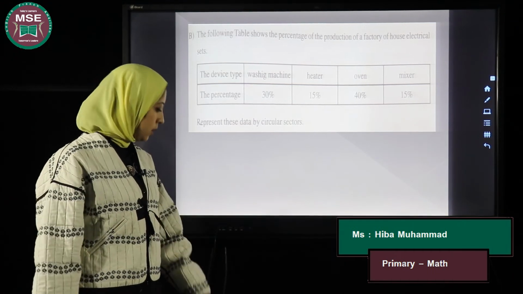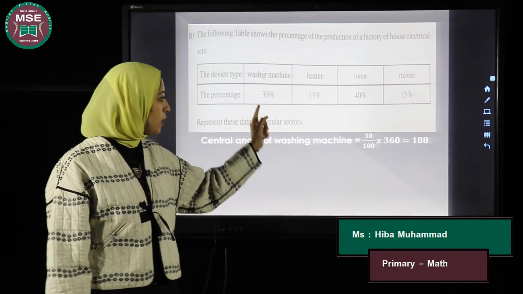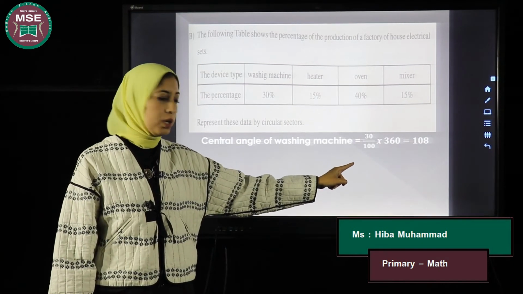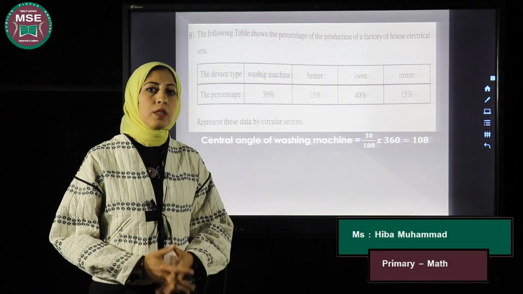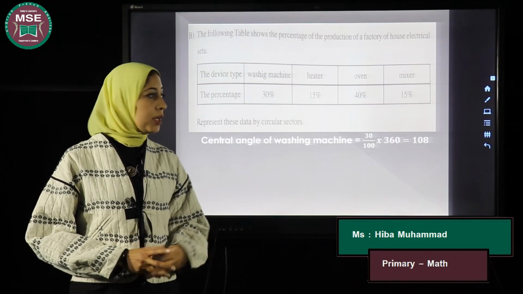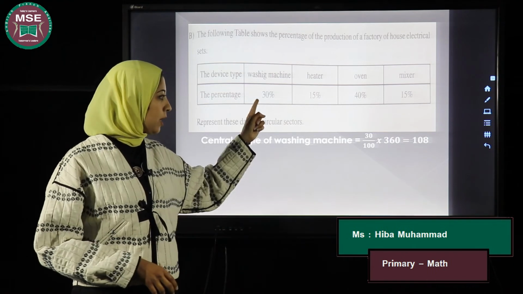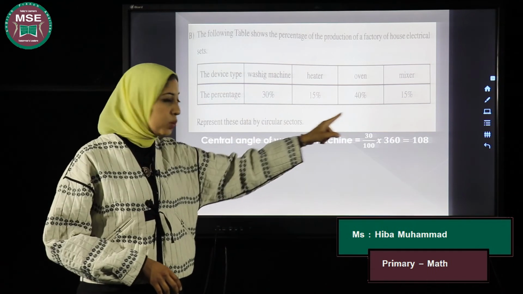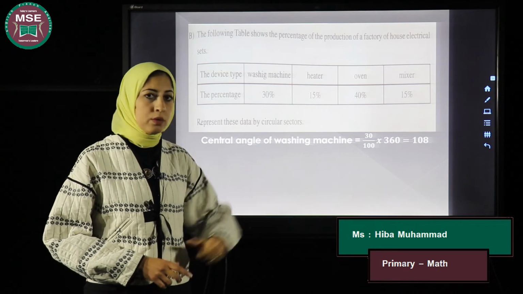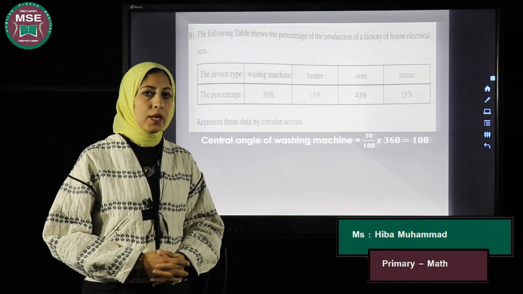To get the degree of the washing machine, I will make 30 over the total, which is 100, times the total degree inside the pie chart. The total degree inside the pie chart is 360. So again, 30 over 100 times 360. It will be 108 degree.